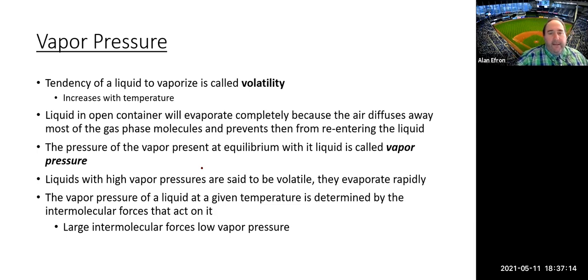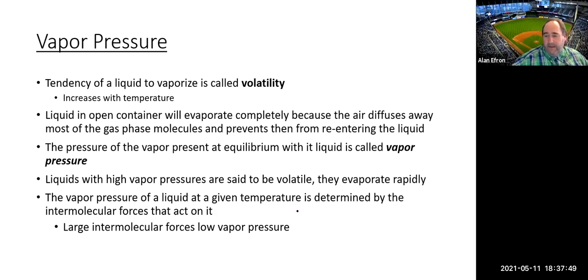When a liquid has a tendency to vaporize or go into the gas phase, it is referred to as being volatile. It means that it can very easily go from liquid to gas. It increases with temperature, so as you increase the temperature, we would expect more gas to be made. Now, a liquid in an open container will evaporate completely because air will push things away. So what do we mean by that?